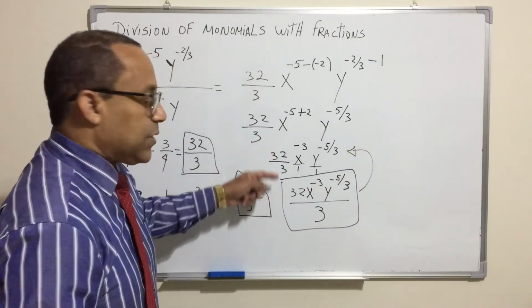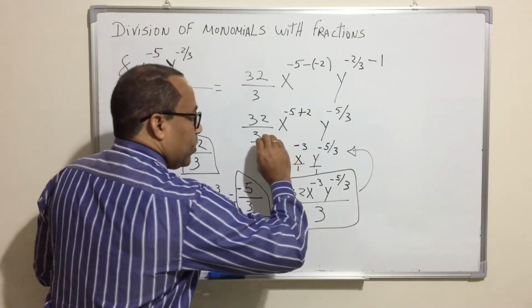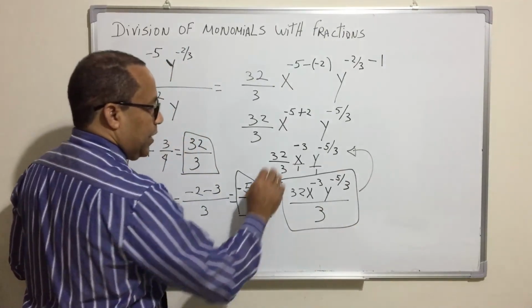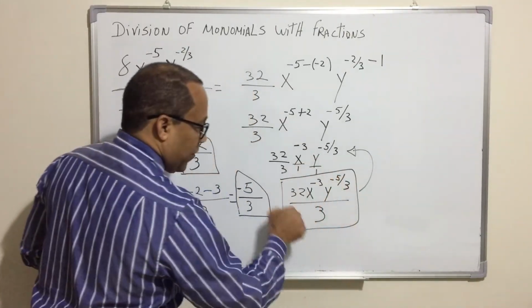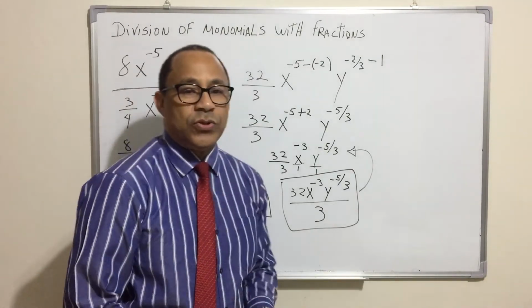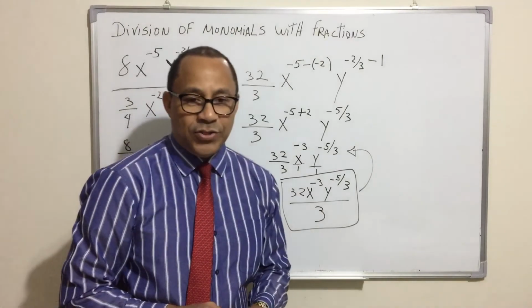These two results are the same. I'm just trying to show you the numerators of the result and the denominator. Here is the numerator, and here we have the denominator. And this is the process we use to divide monomials using fractions.